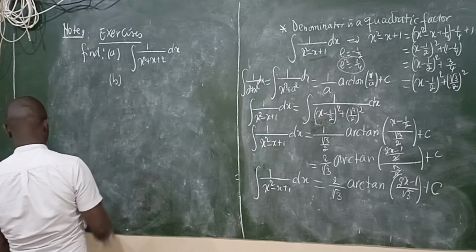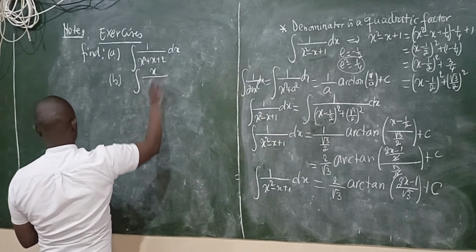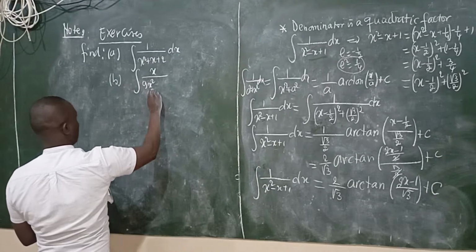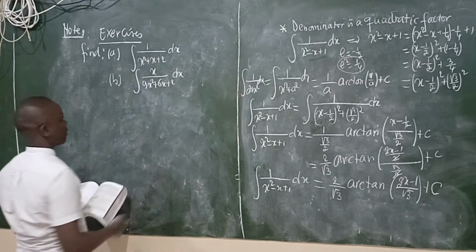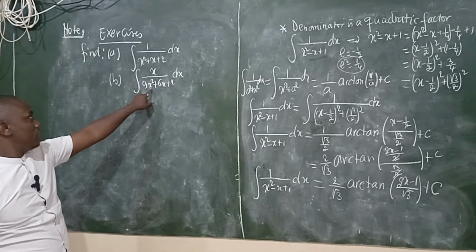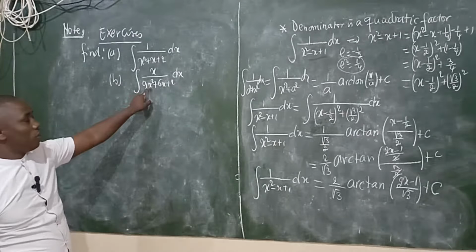Question 2 is the integral of x by 9x squared plus 6x plus 2 dx. Remember, when you have the coefficient of x squared not 1, better to factorize by 9.